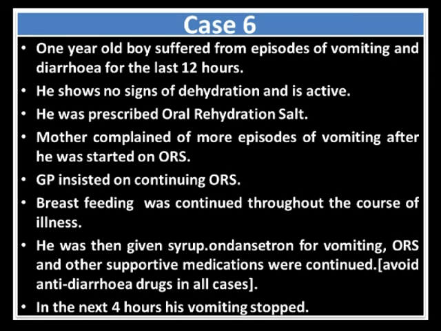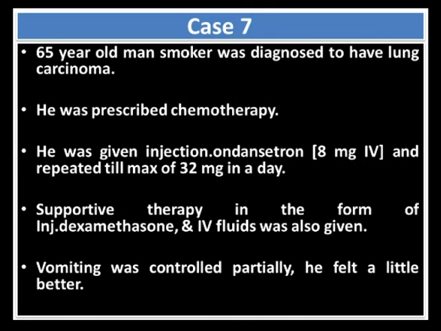So syrup Ondansetron is nowadays given for vomiting, but no to any anti-diarrheal drugs, especially opioid substitutes. That's one of the primary rules of treating any kind of gastroenteritis.